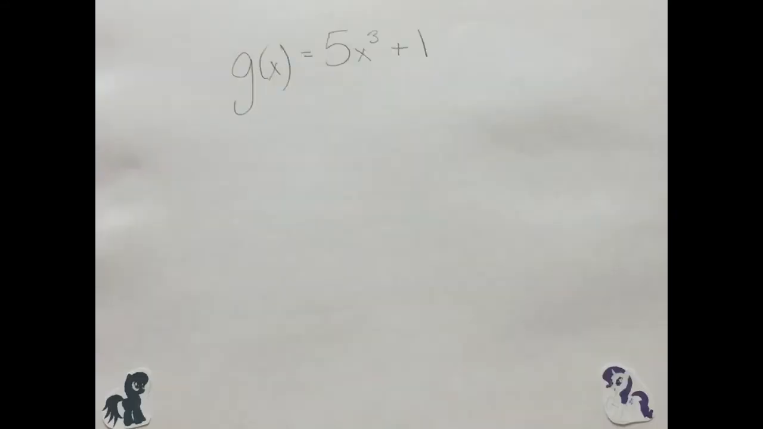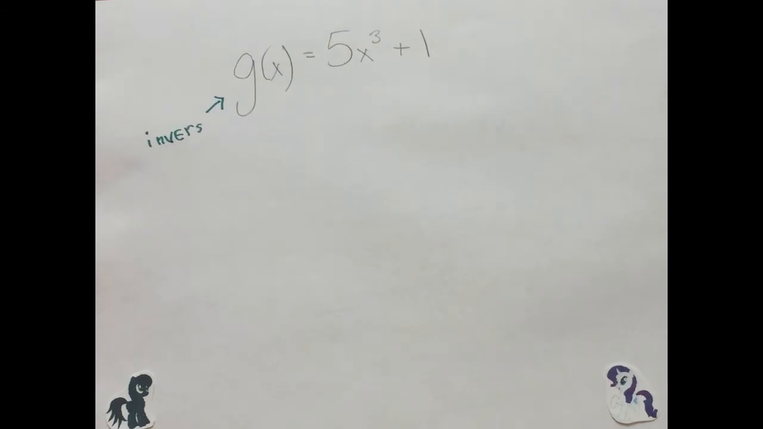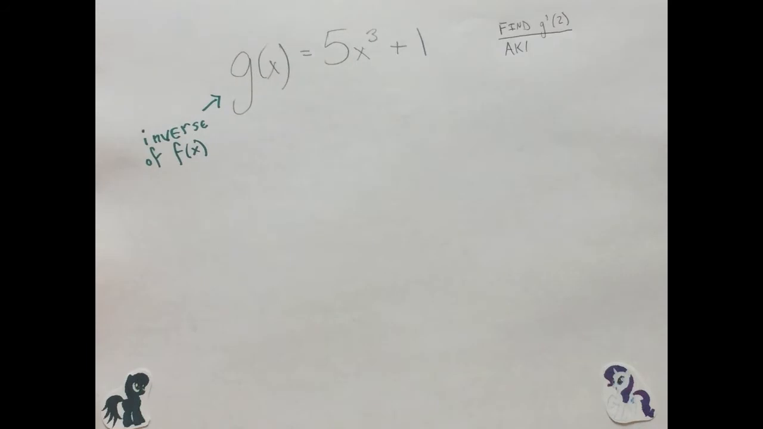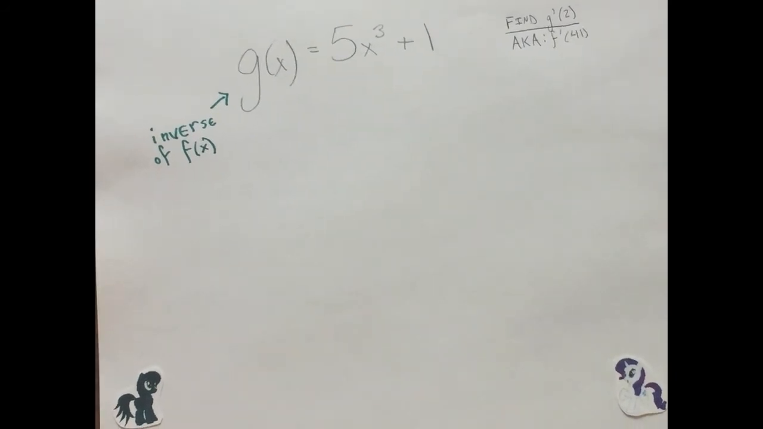Take this example. Say that g of x is the inverse of f of x. Let's evaluate g prime of 2. That would be 1 over the derivative of f at g of 2, which is the same as f prime of 41, because g of 2 is 41.